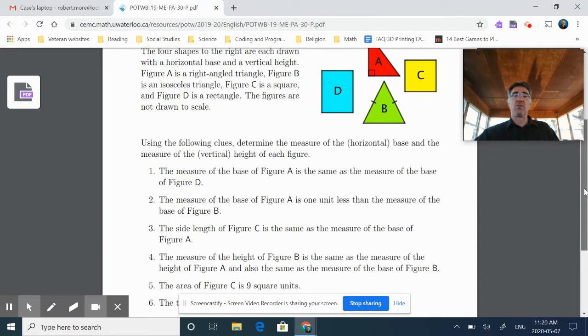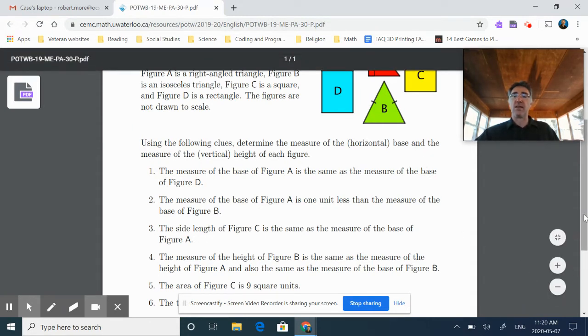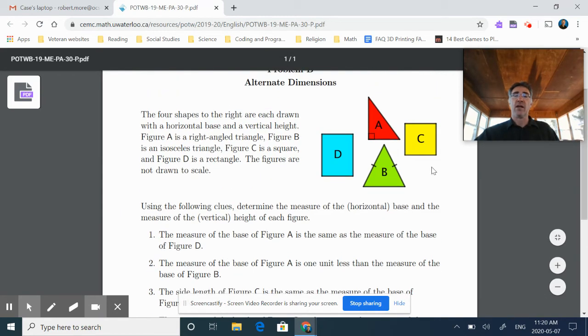The measure of the height of figure B is going to be the same as the measure of the height for A and the same as the measure of the base for B. And so what they're saying here is that the height of B is actually the exact same number as the base, which we know is 1 more than any of these sides, 1 more than this base, 1 more than this base. And they said that this height is the same as this base and that height.